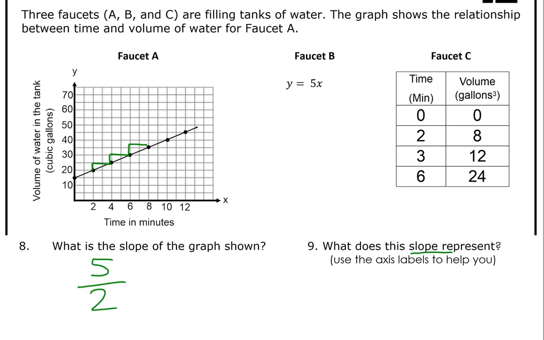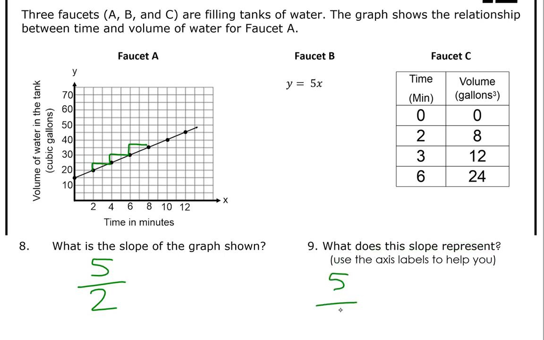Now I'm not sure if you heard what I was just saying, but when I ask you what this slope represents, I'm asking you to tell me what it means in the context of this problem. Like, what are we even talking about? We're talking about a faucet filling a tank of water, and we're talking about its rate of change, so that means how fast it's filling. So I want you to look at your axis labels to help you with your description of what the slope represents.